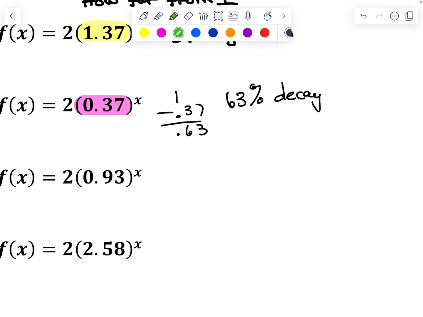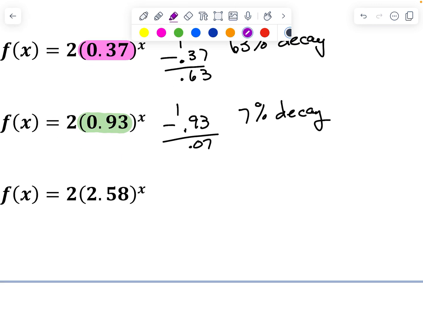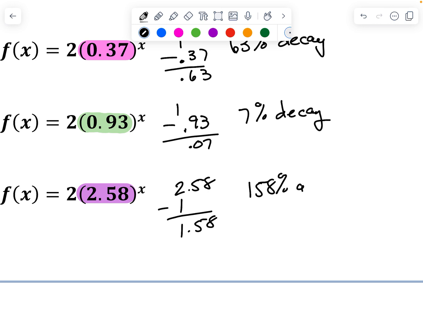This one is 1 minus 0.93. So that's 0.07. So it is 7% decay. And the last one is 2.58. 2.58 minus 1 is 1.58. So this is 158% growth.